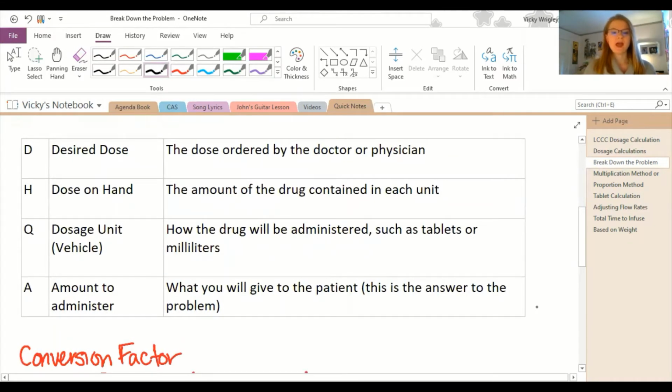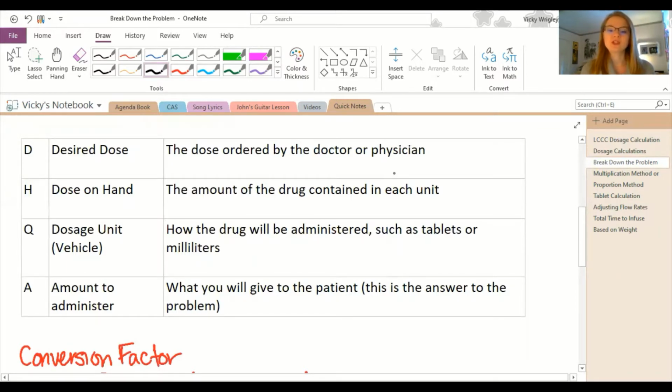So down here, I have a table. These are the four things that you're going to look for in your dosage calculation problem. First, here is the desired dose. This is the dose ordered by the doctor or the physician. So in your problem, if it says order 500 milligrams of ibuprofen, something like that, this is your order. This is the amount of medicine that the patient needs to receive. This is always what you're going to start with.